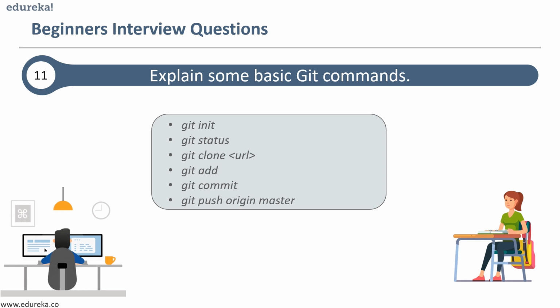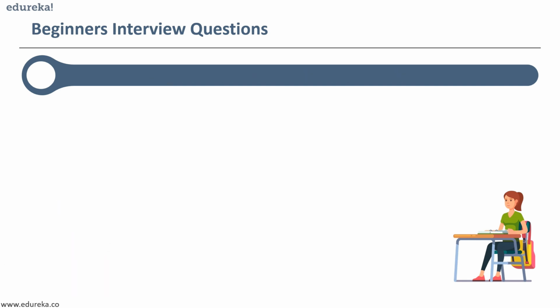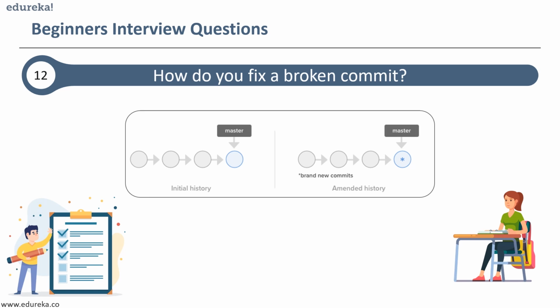The next command is git push origin master. This command sends changes to the master branch of your remote repository. So these are some basic commands that you can explain. The next question is, how do you fix a broken commit? In order to fix any broken commit, you can use the command git commit --amend. When you run this command, you can fix the broken commit message in the editor.